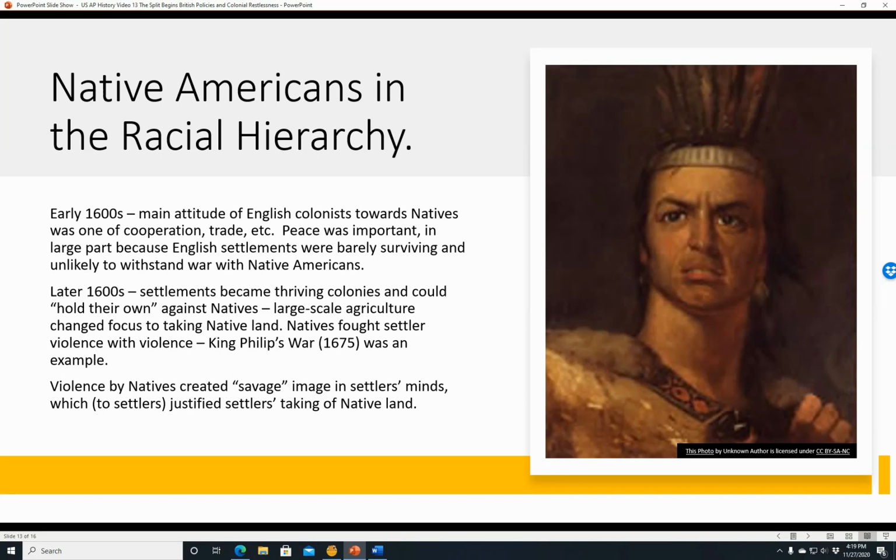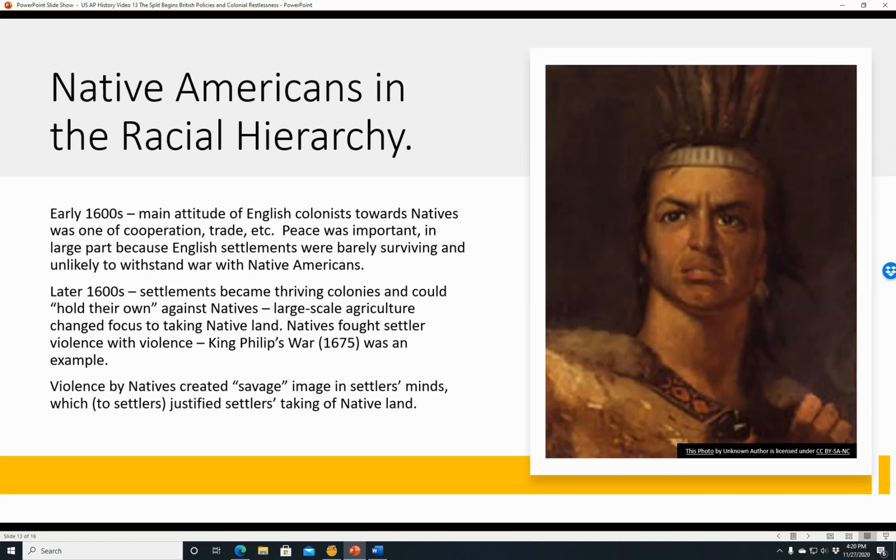Hey, we need your land for tobacco. Well, no, you already took that land for tobacco. Use that. It doesn't work anymore. We want yours. No, and, bang, bang, bang, bang, bang. So now there's violence. Now there's fighting. So King Philip's War, of course, was an example, as was the Pequot War. Really, any war between white people and Native Americans is a good example of that.